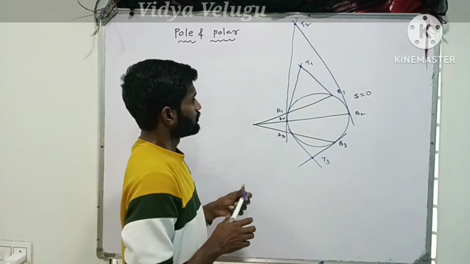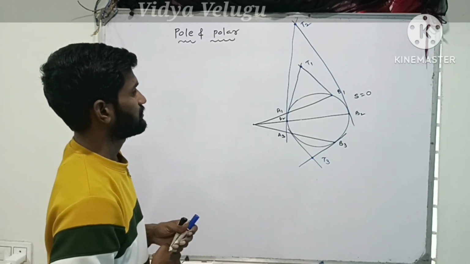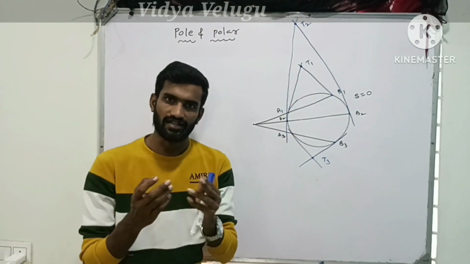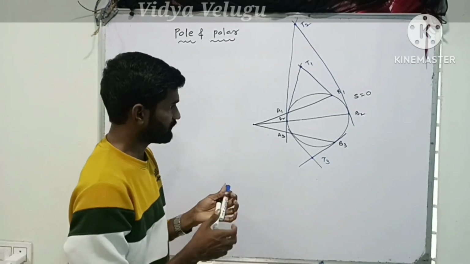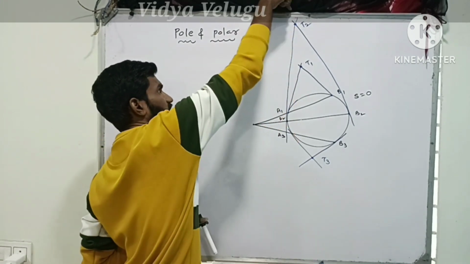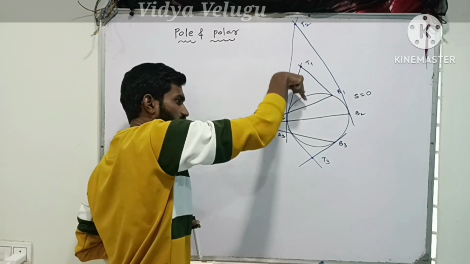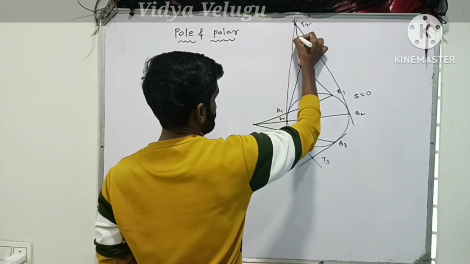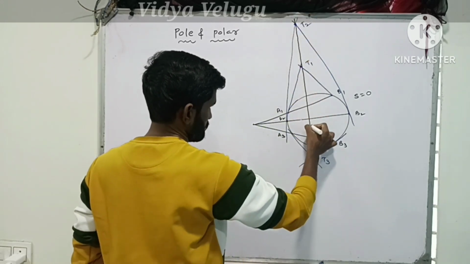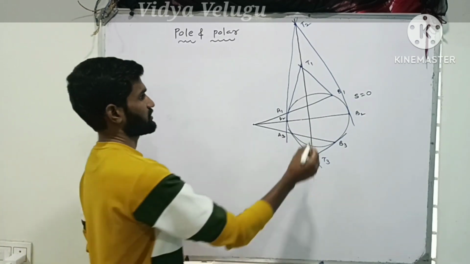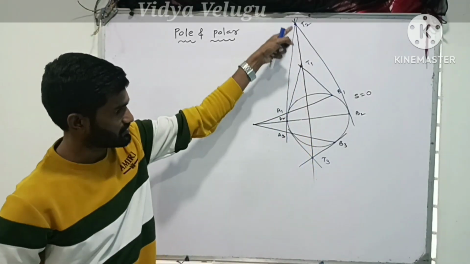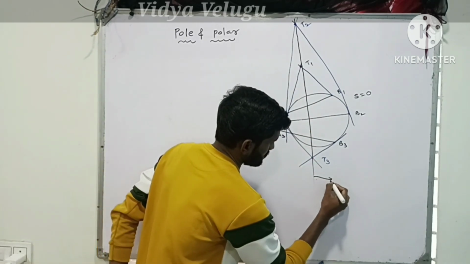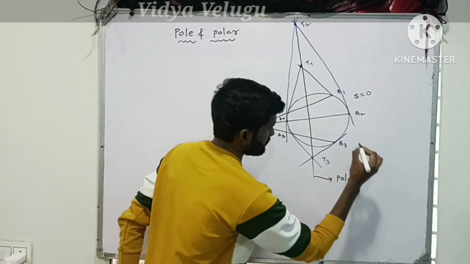Now let us take the line joining all these points of intersection of tangents, what will happen? Let us see. So here I am going to take the line joining all these points. So this is the line joining all these points. Now this is nothing but our polar.